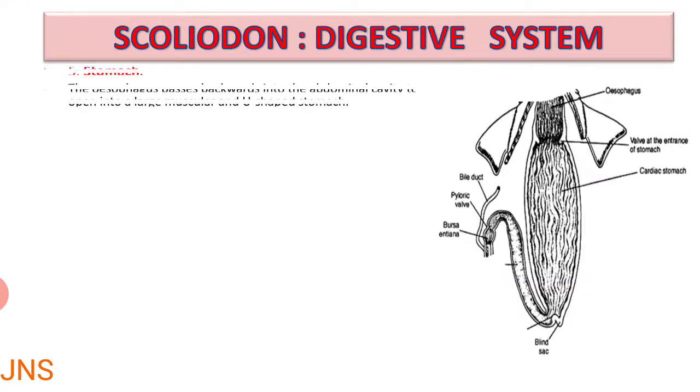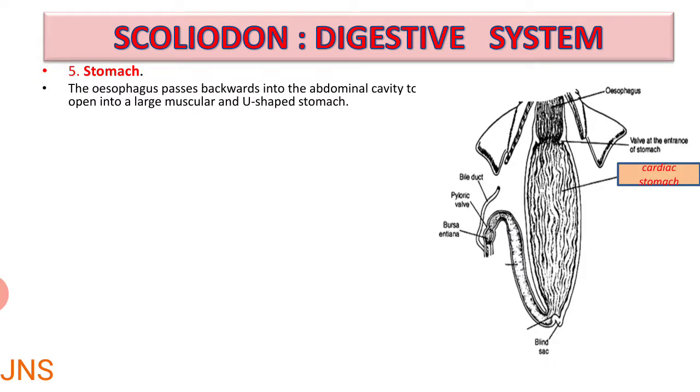The next part of the alimentary canal, which is the large part of the alimentary canal, is called the stomach. The esophagus passes backwards and opens into the large cavity that is called the stomach. The stomach again has two parts. Its proximal limb is longer, wider, and is called the cardiac stomach.